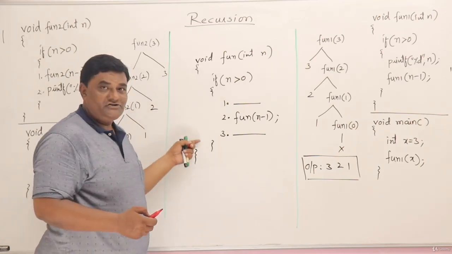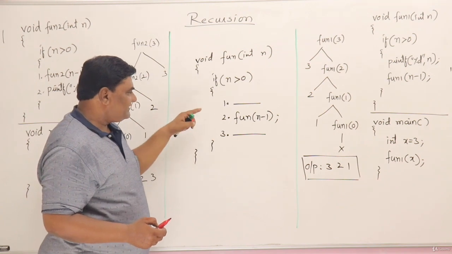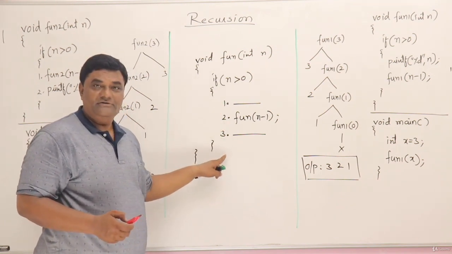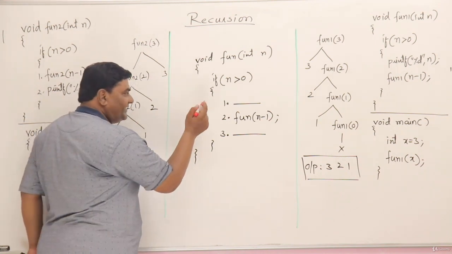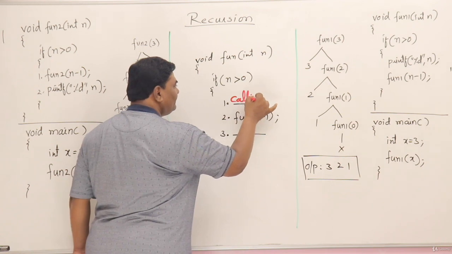Here I have a function, a recursive function. It is calling itself. There are three statements. First statement, there is something, and then it is calling itself, and there is one more statement. So the question is, when will this statement execute? This will execute at calling time.